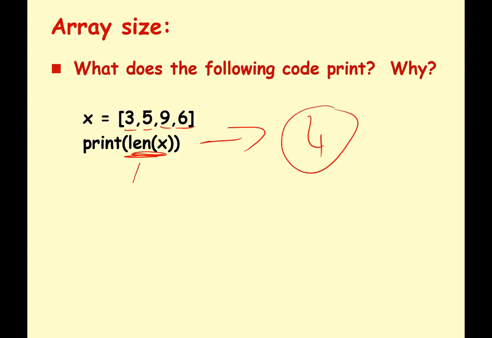So the len command just means length. Print the length of the list x, and that is 4. So there are 4 items. Remember, index position 0, 1, 2, and 3. But of course, that is a total of 4 items. It prints the length. So that's a very useful code to use, and we'll use it a lot as we do more programming with lists.